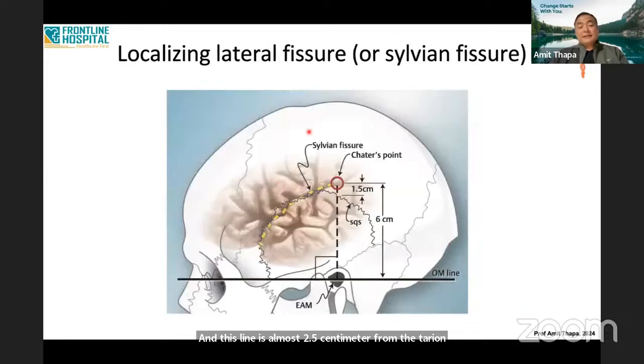Now, beside this, there is a point known as Chater's point. Well, this is identified by a 6 centimeter height from the orbitomeatal line. Now, this line is basically above the posterior sylvian point, and it is basically the area of the angular gyrus where we are nowadays in the area where we are doing EC-IC bypasses. So, a mini craniotomy of 4 centimeter, which is centered over the Chater point, can actually expose the M2 and M3 segments where you can do an EC-IC bypass.